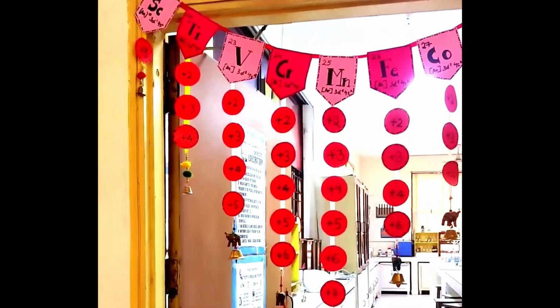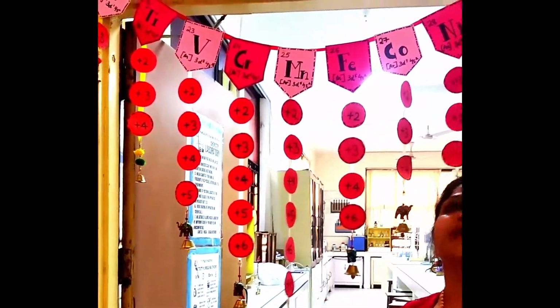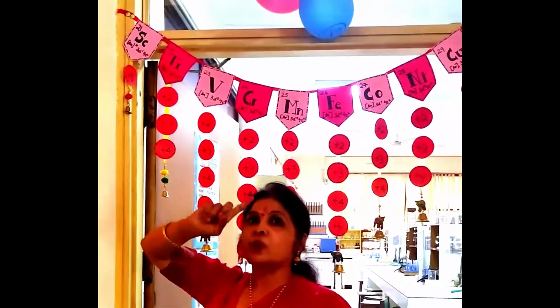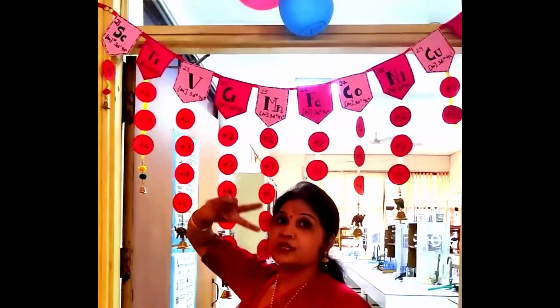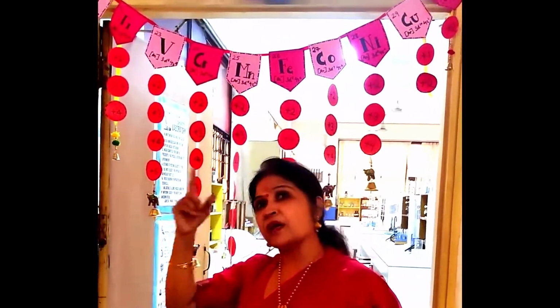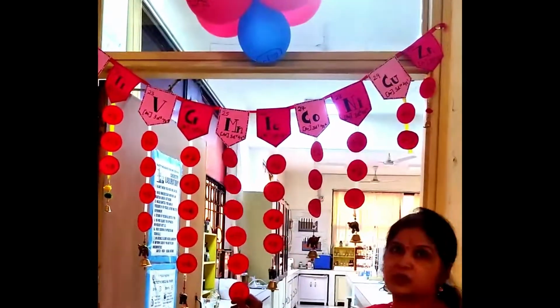Because of the increase in the number of unpaired electrons in d orbitals. What is the configuration of scandium? d1, 1 unpaired. What is this? d2, 2 unpaired. So as the number of unpaired electrons increases, the oxidation number also increases, because unpaired electrons participate in bonding. So Mn has the maximum number of unpaired electrons.